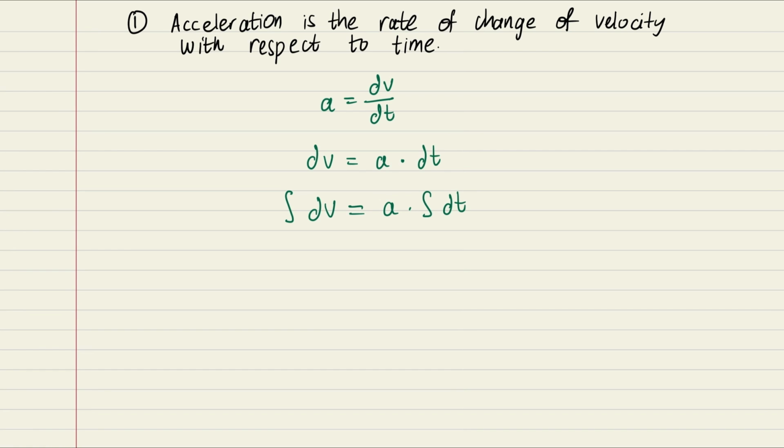Now let's assume an object moving from some initial velocity u to some final velocity v in some time t. The change of the velocity is simply going to be v minus u, and that's going to equal a multiplied by the change in the time, which is simply going to be t. And now we can rearrange. v is equal to u plus at.